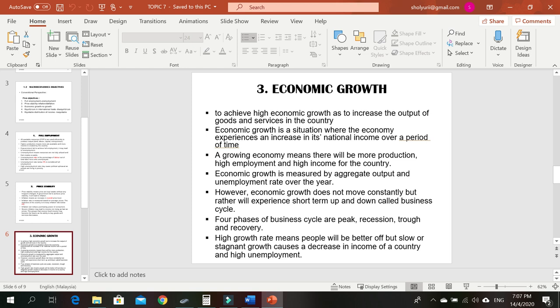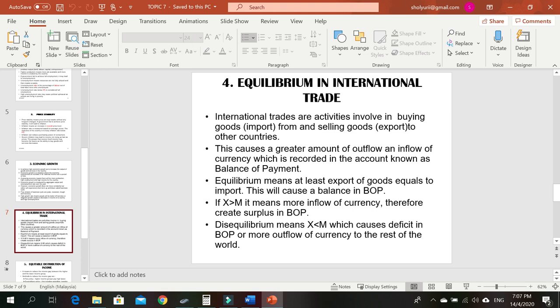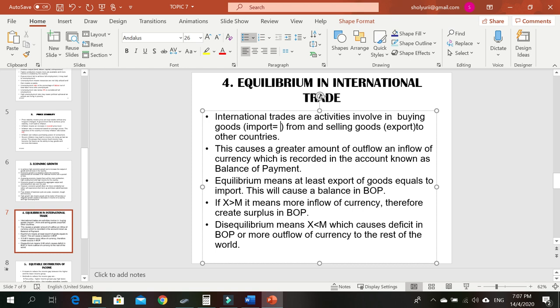And let's go for the fourth objective, equilibrium in international trade. Okay, international trade, bila kita sebut je international trade, dia akan ada kaitan dengan export dan import. So hopefully you boleh bezakan apakah export, apakah import. So international trade are activities involving in buying goods. Kalau kita beli barang daripada luar negara, kita panggil dia sebagai import. Okay, so import nanti saya akan sentiasa pakai M sebagai representative dia. Kenapa? Sebab dalam ejaan import ada M. So nanti short form untuk import adalah M.